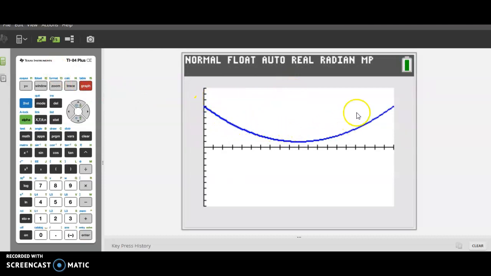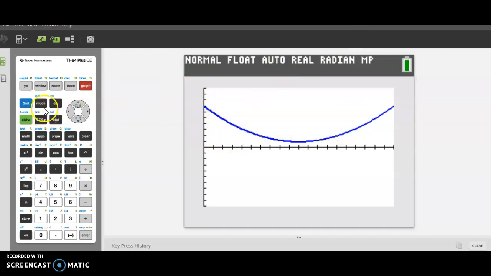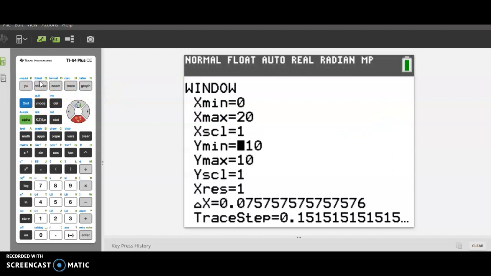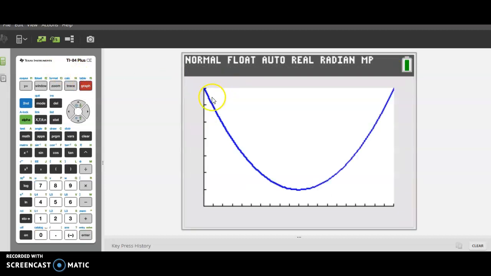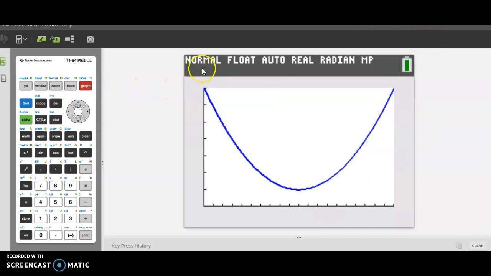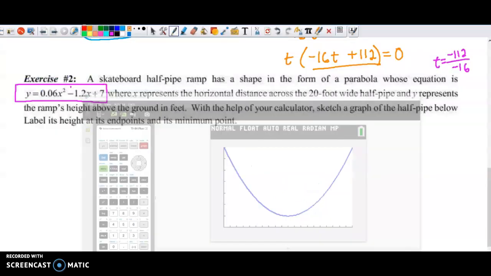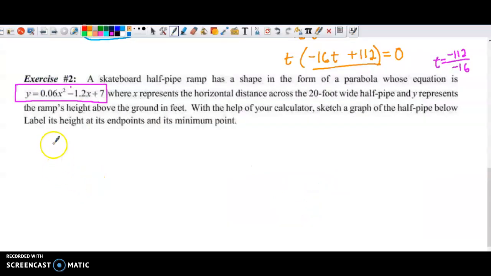I think from here you can pretty much tell what's happening, but if not, what you could also do is change your window to go from 0 to 7. Well, that doesn't look nearly as nice because I zoomed in quite a bit. That looks like a scary half pipe for skateboarders. But anyway, we can see just about what the graph looks like by playing around with our calculator.